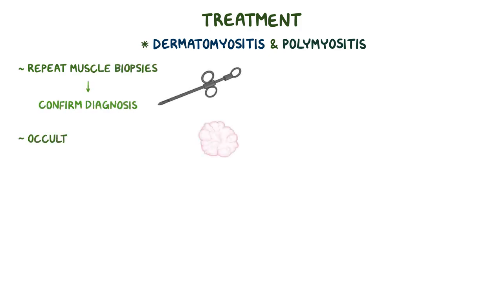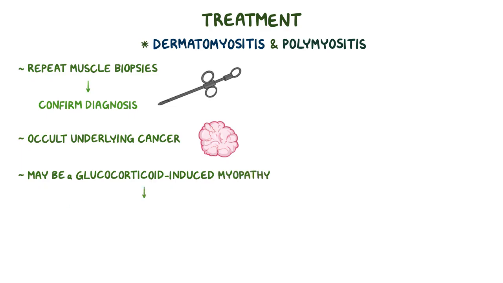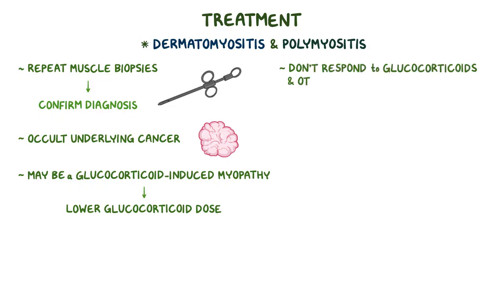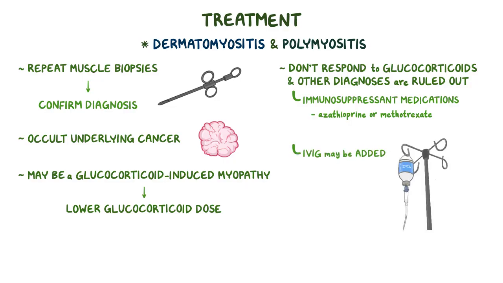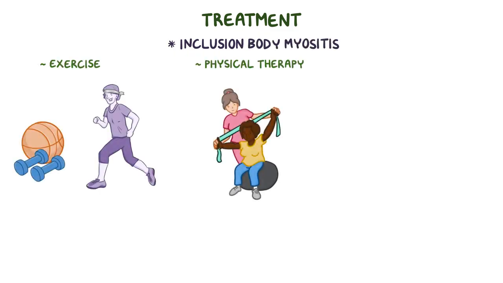In individuals that don't respond to glucocorticoids, repeat muscle biopsies might be needed to confirm the diagnosis. Sometimes there might be an occult underlying cancer. Alternatively, there might be a glucocorticoid-induced myopathy, in which case lowering the glucocorticoid dose can help. In individuals who don't respond to glucocorticoids, and in whom these other diagnoses are ruled out, immunosuppressant medications like azathioprine or methotrexate can be added. In some specific cases, IVIG might be added on as well. In inclusion body myositis, treatment relies heavily on exercise and physical therapy, because anti-inflammatory or immunosuppressive drugs aren't particularly effective.